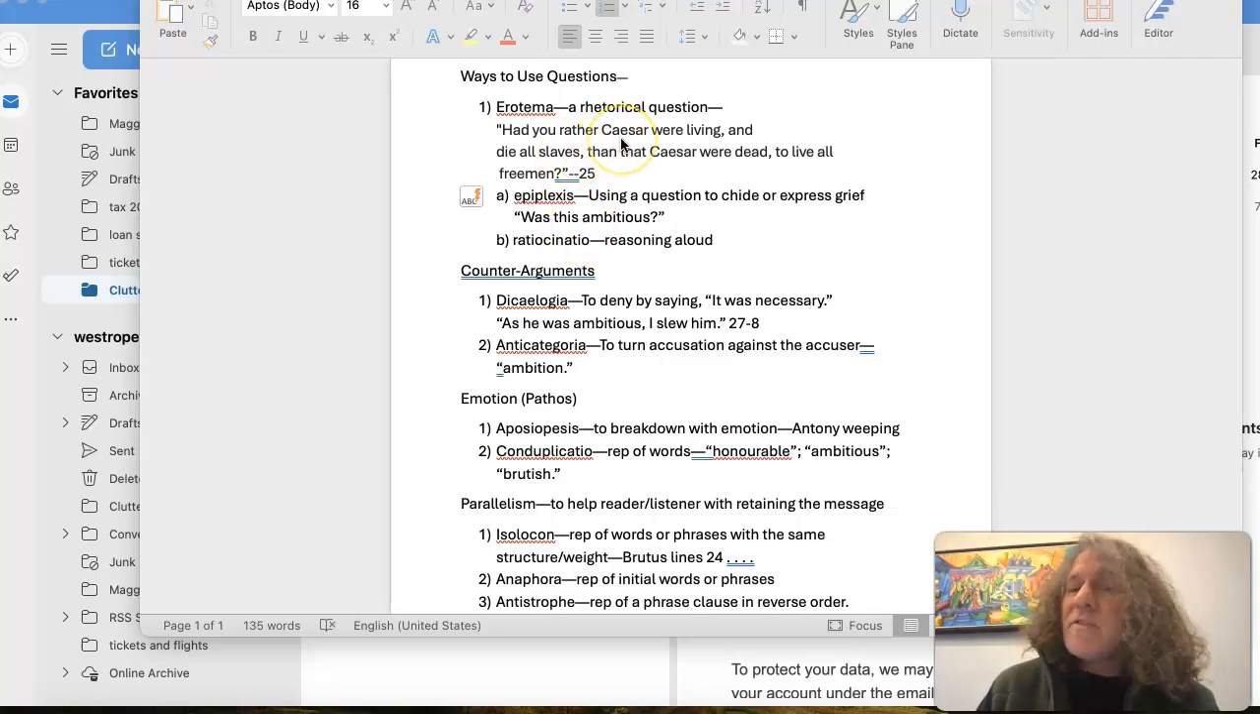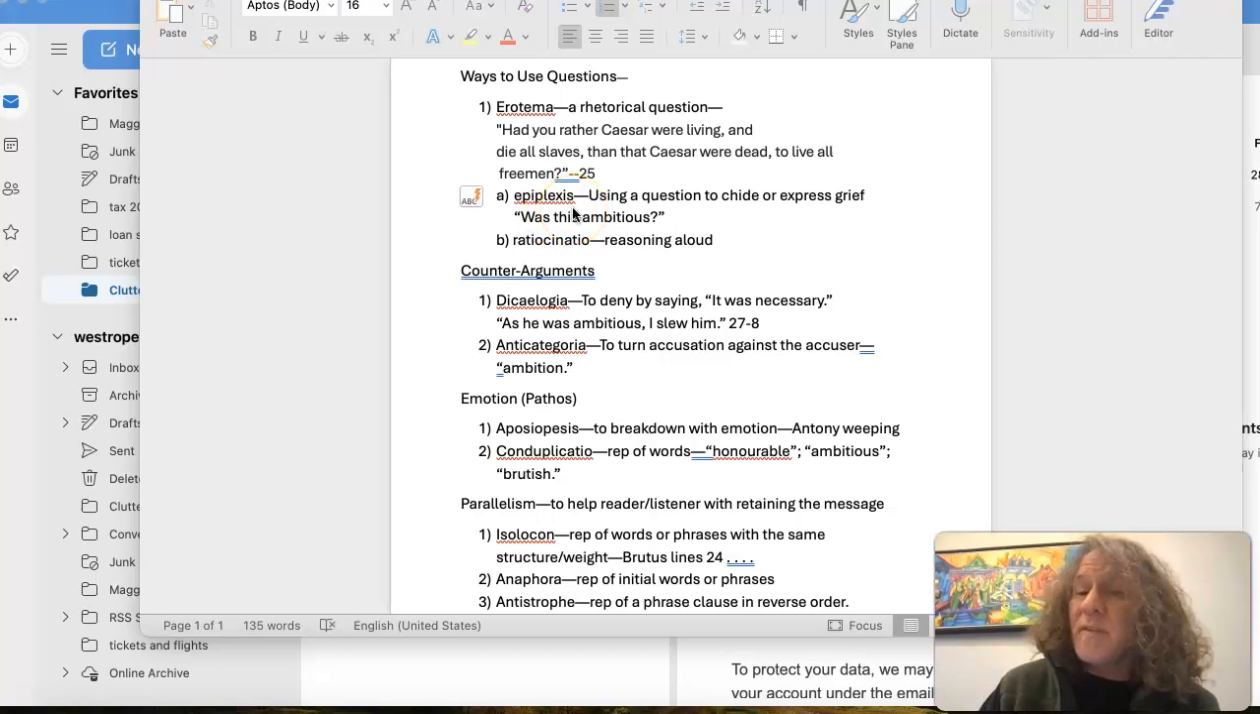In the beginning of the speech selection you have in Act 3, Scene 2, Brutus asks, "Had you rather Caesar were living and die all slaves than that Caesar were dead to live all free men?" You think the audience in its mind is going, well, of course not. It's a rhetorical question. But there are so many things going on in this rhetorical question, and we'll look at something else later in this little video.